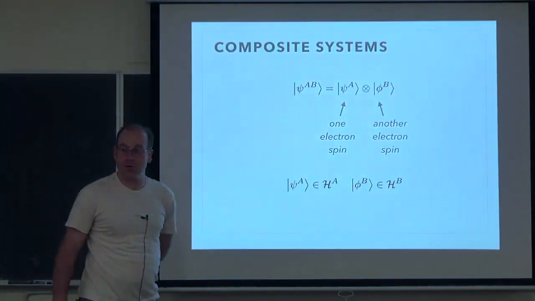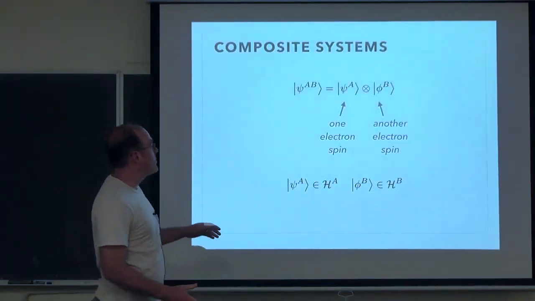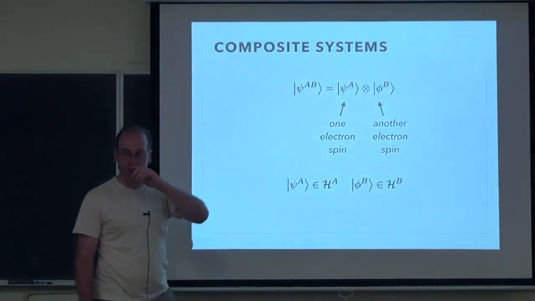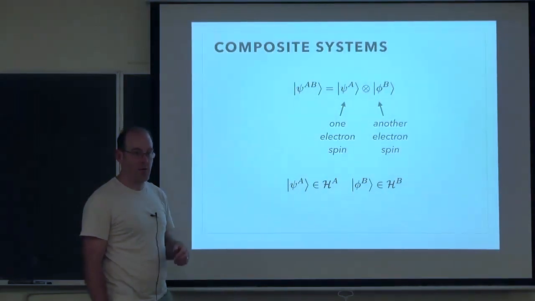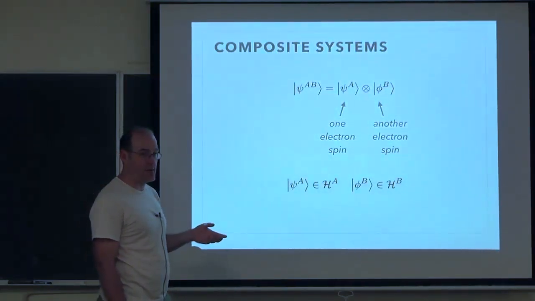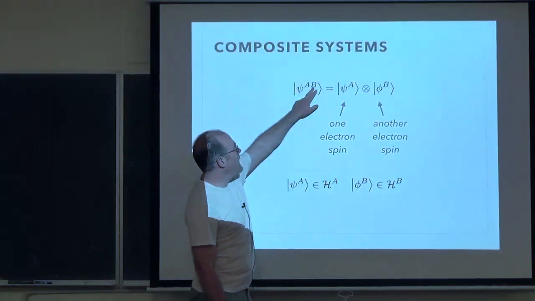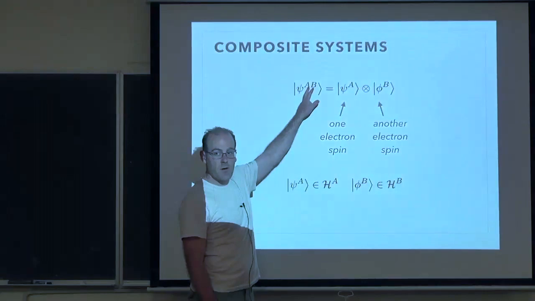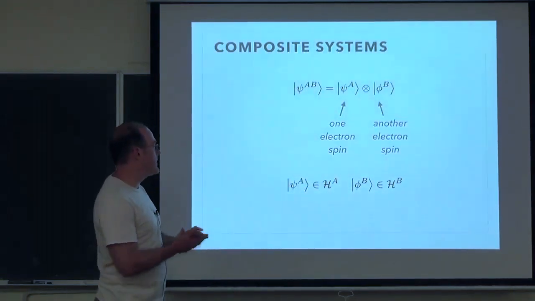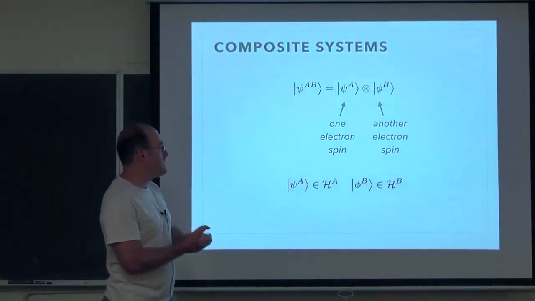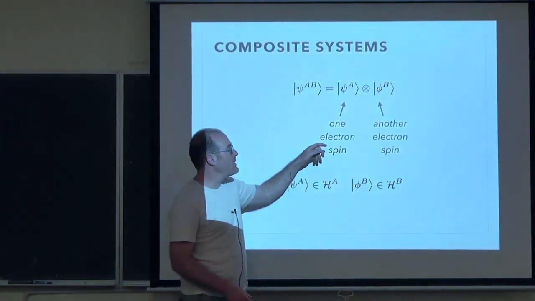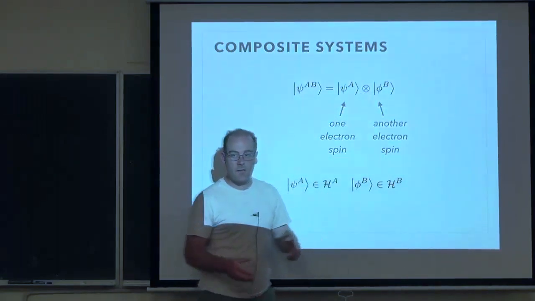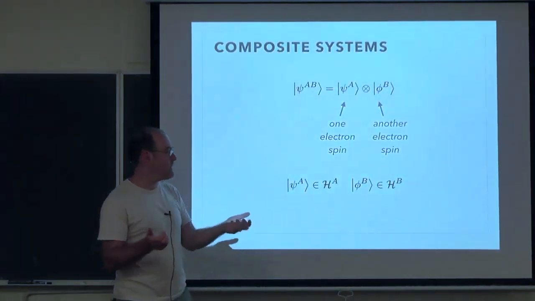Just to remind some of the people that haven't seen this notation before, remember that by this bracket we mean that this is a vector in our Hilbert space. So this is a particular type of quantum state that we call a pure state, not a mixed state. And here by AB, I'm indicating that this is a state over the composite system of A and B. So what do I mean by that? A might represent the spin of a particular electron, and B might represent the spin of another electron. And these two states independently tell you about this electron and that electron.